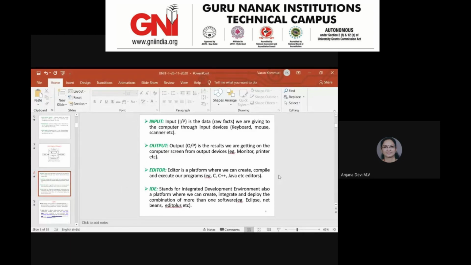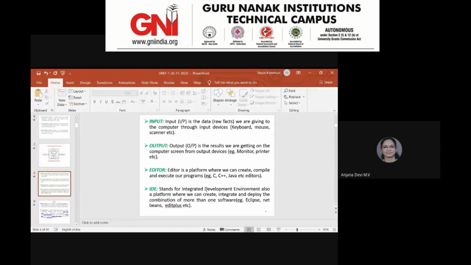Okay. Now, so this is about editor. Next one. What is the next one? IDE. What is IDE? IDE stands for what? Integrated Development Environment. So it is also a platform where we can create, integrate, and deploy a combination of more than one software. More than one software we can deploy. Okay. So what are the examples of IDE here? Eclipse, NetBeans, Edit Plus, all those things are examples of an integrated development environment.